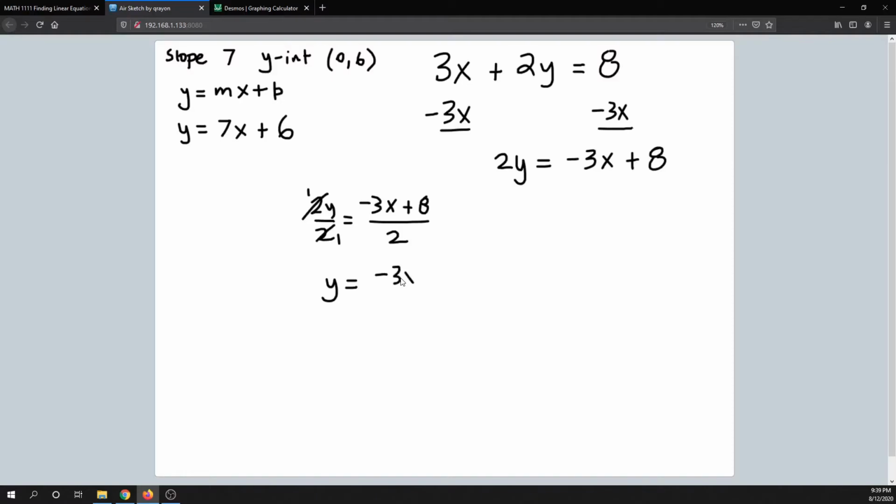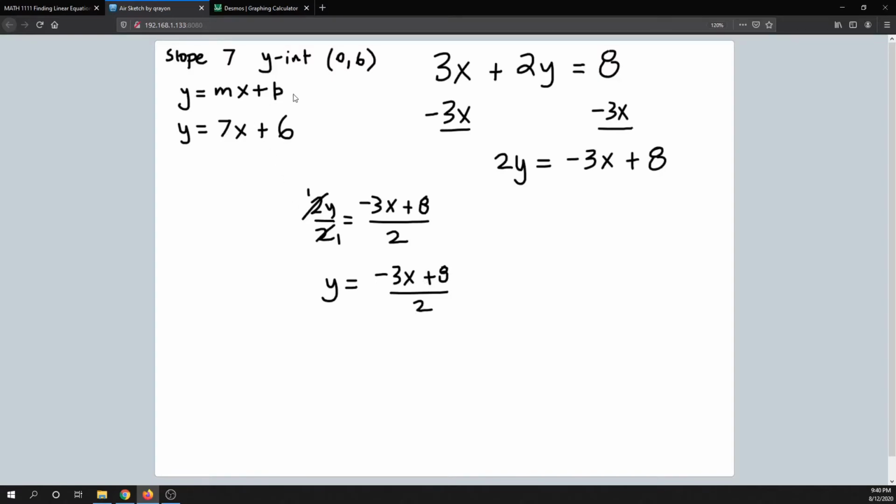And then I have minus 3x plus 8 over 2. So normally, that would be perfectly fine. If the problem was just, hey, solve for y, then you could do that, and there you go, it's solved for y. But really, the problem here is about determining the slope and the y-intercept.